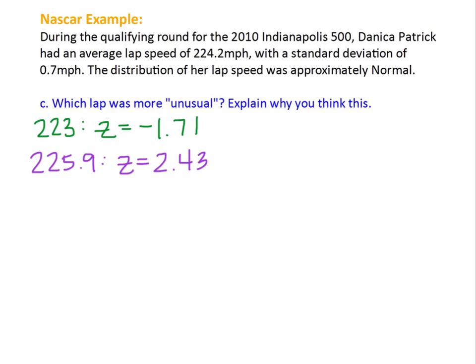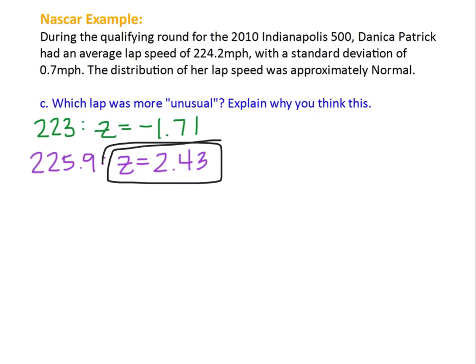So part C says, which lap was more unusual? Explain why you think this. Well, we had two laps that we talked about. The 223 lap had a z-score of negative 1.71. The 225.9 lap had a z-score of 2.43. So if we think back to key point number 1, it said the further we were from 0, the more extreme or unusual the observation was.